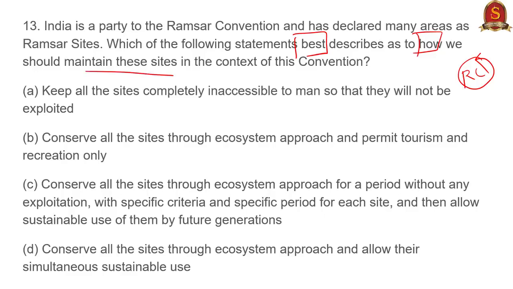Now, let's just say that you have a convention. You're not talking about the Ramsar Convention. You're just having a convention to conserve biodiverse areas.